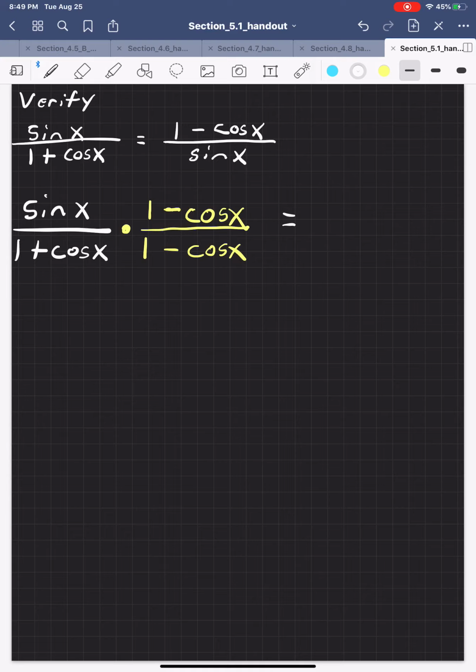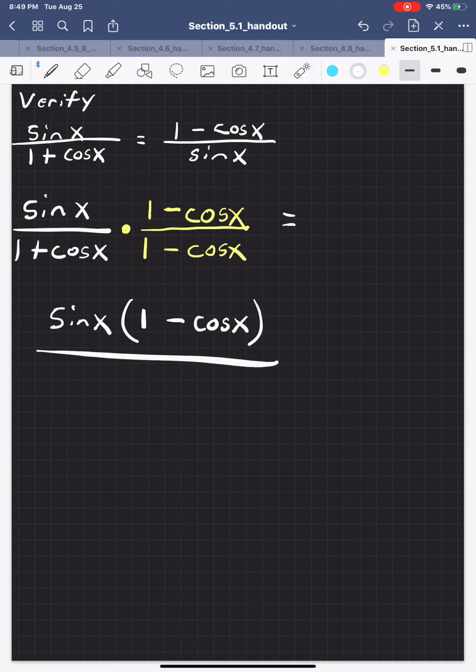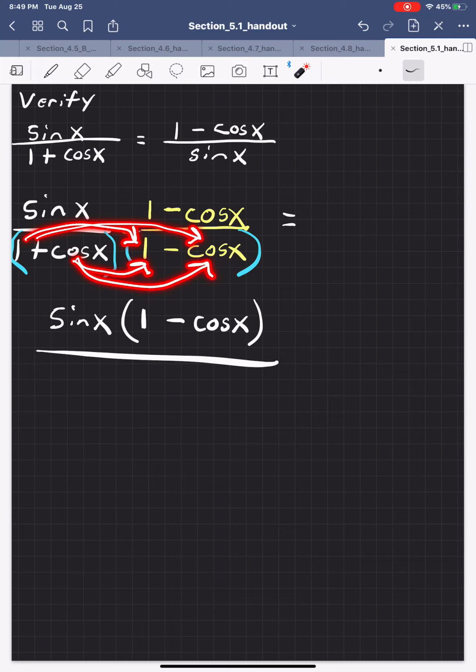All right, let's see what this looks like. Let's go ahead and multiply the numerator. That's going to be sine of x multiplied by 1 minus cosine of x. It's my hope that you see you're going to be foiling the denominator: 1 times 1, 1 times negative cosine, cosine times 1, cosine times negative cosine. So let's go ahead and FOIL this out.